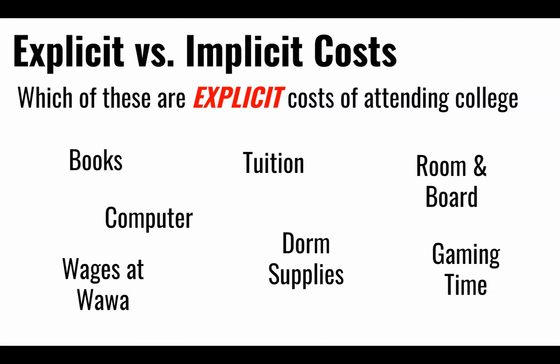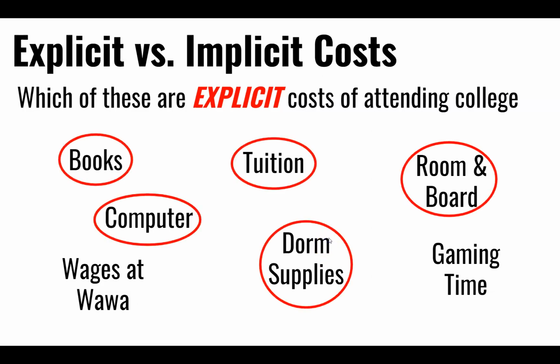Explicit costs are those that we actually pay for with actual money. So if we're talking about the explicit costs of attending college, we're talking about things like books and computers, tuition, dorm supplies, room and board. There are bills for each one of those, and you have to give actual money to pay for them. Wages at Wawa or wherever it is you work, you're not actually paying that to anybody. You're getting paid those wages, but you are losing out on the opportunity to earn that money if you're moving away from the job you had in your hometown and then go to school somewhere else.